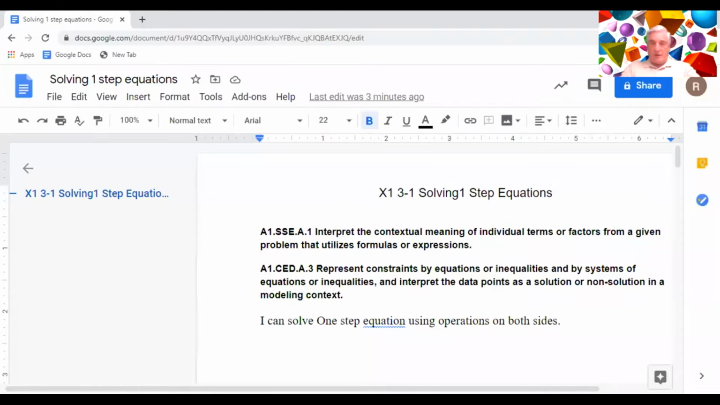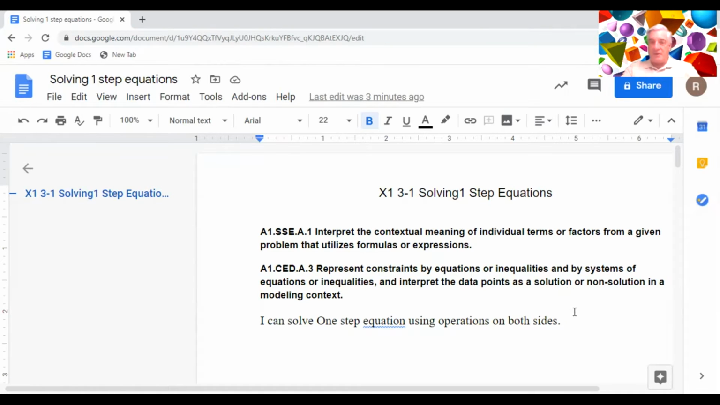This is solving one-step equations. It's Algebra 1, SSE, A1. Interpret the contextual meaning of individual terms and factors from a given problem that utilizes formulas or expressions. Before we can get to an expression, we actually have to have a few things. It says you can represent constraints and equations by inequalities in a system of equations and inequalities and interpret the data points. Before we get to those data points, you need something.